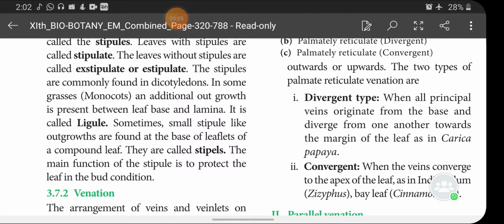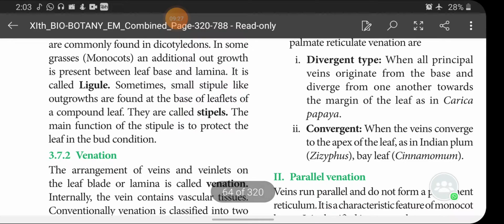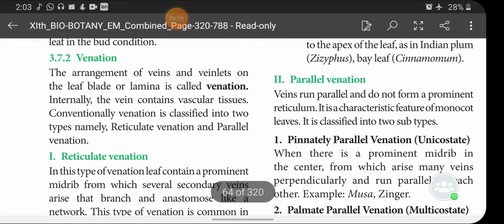Okay, next one you see, the stipules are commonly found in dicotyledons. Next, in some grasses an additional outgrowth is present between the leaf base and lamina and it is called what? Ligule. Sometimes small stipule-like outgrowths are found at the base of the leaflets of a compound leaf. They are called stipels. So the main function of stipule is to protect the leaf in the bud condition. That's it.